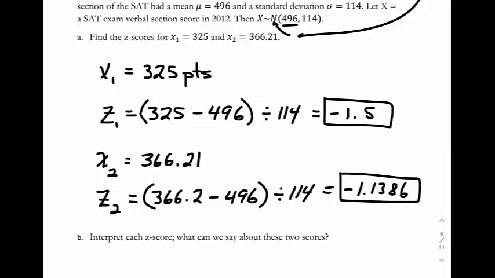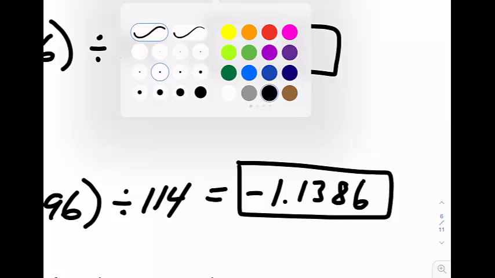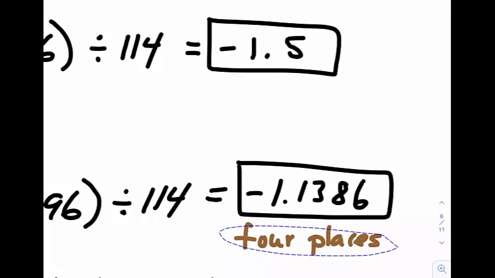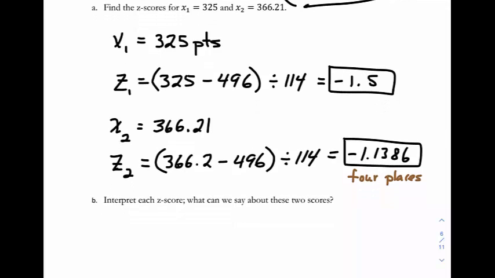In some cases, like this one's 2 places, but this is a terminating decimal. But at most you want to go about 4 places for these if they're a repeating decimal. And we'll pick up more of that when we get to chapter 9. Okay, so let's go ahead and interpret each one of these.